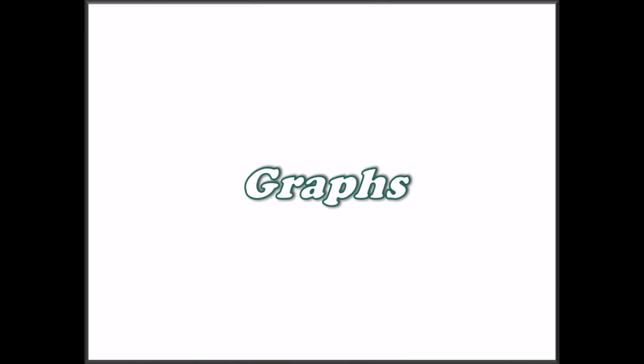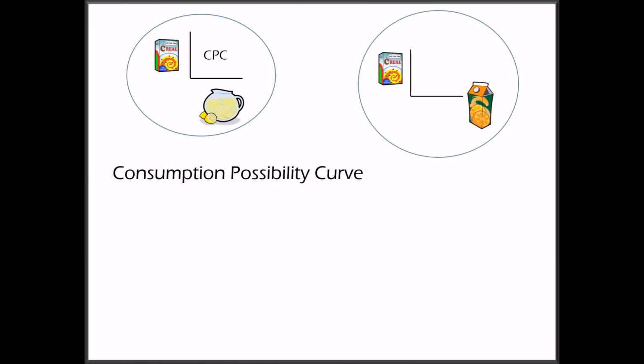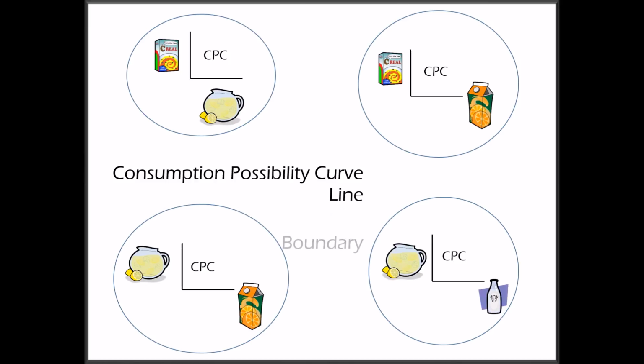Now let's see how these concepts can be represented in graphs. We can show the different combinations of products that can be acquired by drawing the Consumption Possibility Curve, or CPC. The CPC focuses on choices between 2 products only. Note that this approach can also be referred to as the Consumption Possibility Line, Boundary, Frontier, or Schedule.